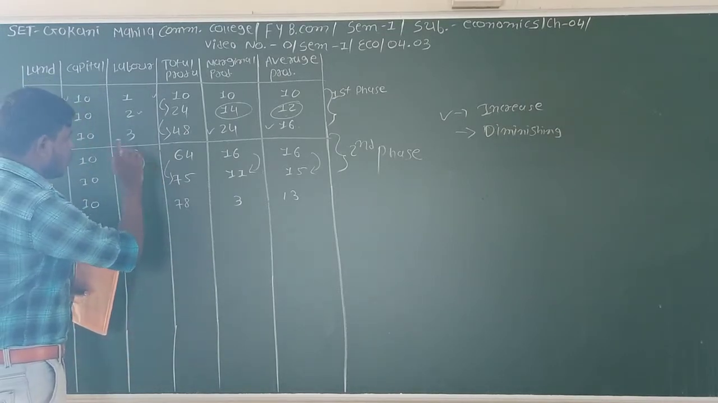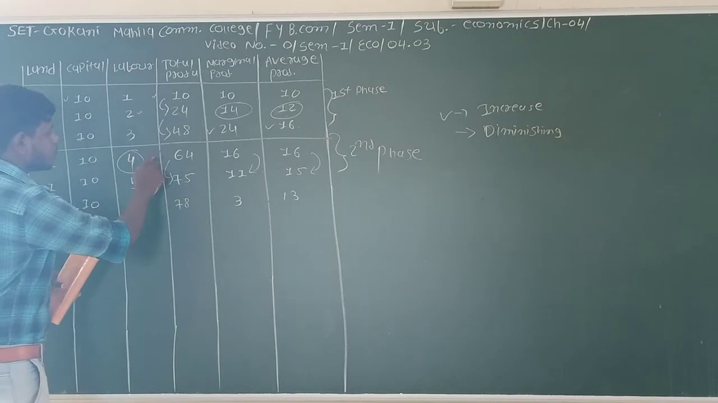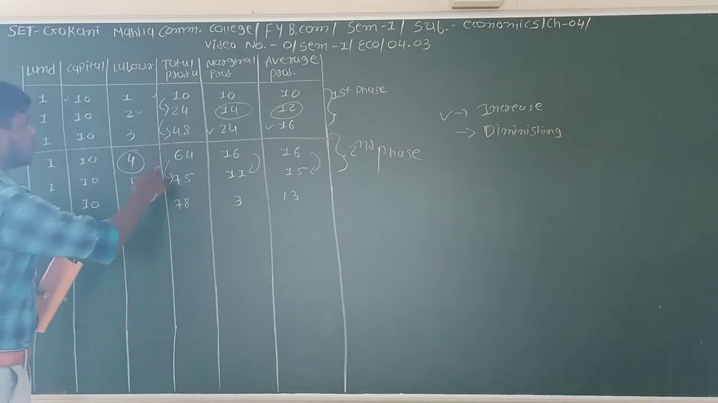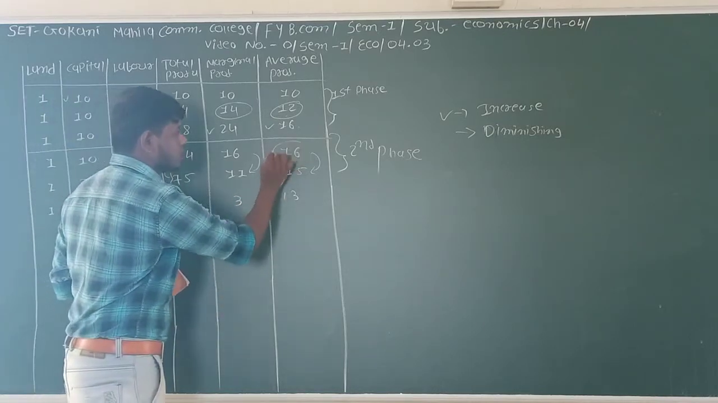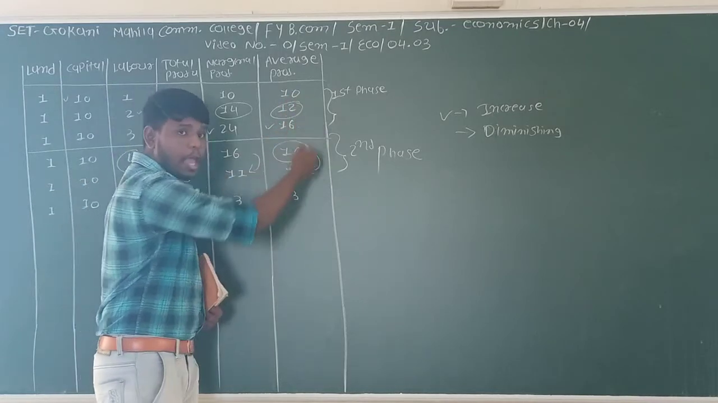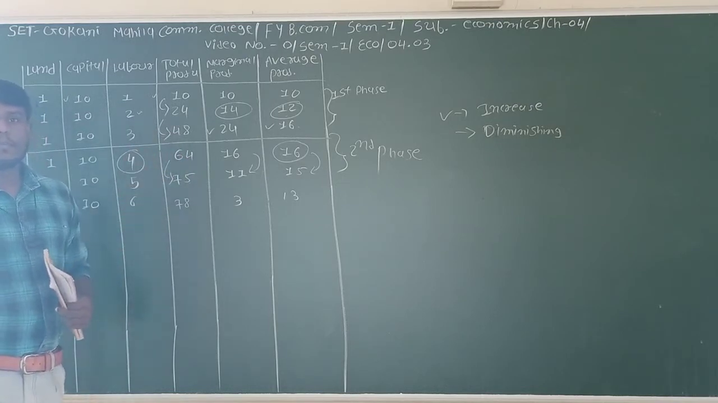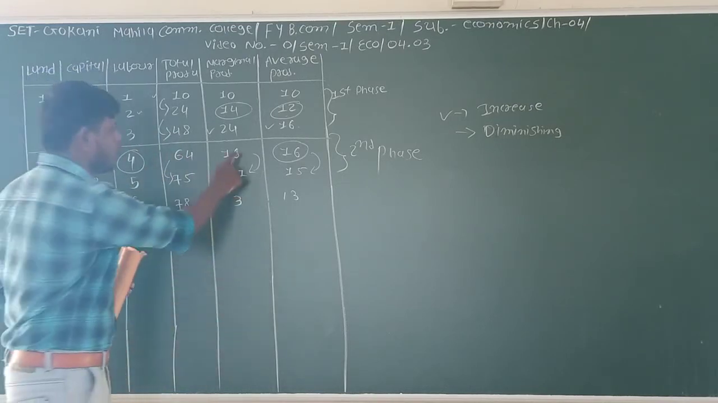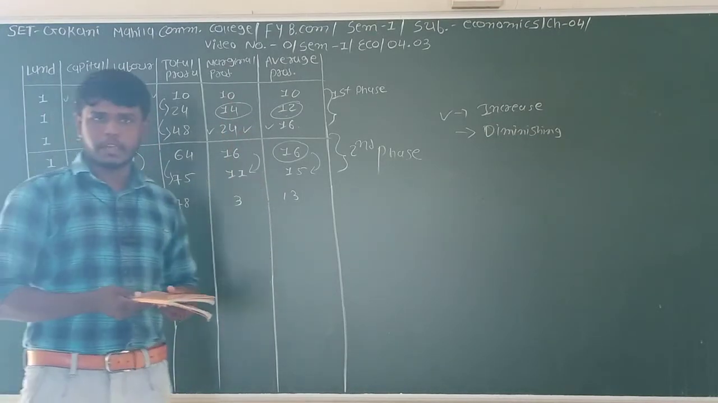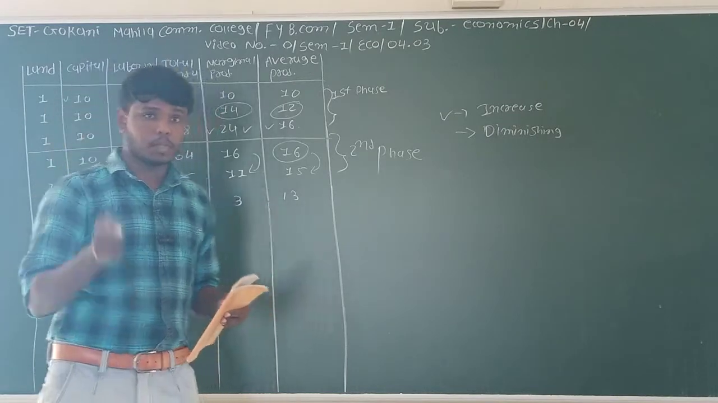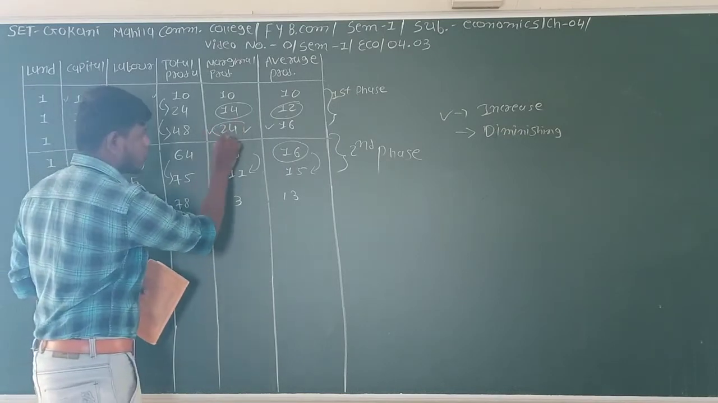again, if you employ one more labor unit in your business operations, the same operation will be carried out: 64 divided by 4, so it is 16. There is no change in the average production, you can see. And when you do 64 minus 48, at that time you will get 16. It means here your marginal production is 24 if you employ 3 labor units in your business operations.